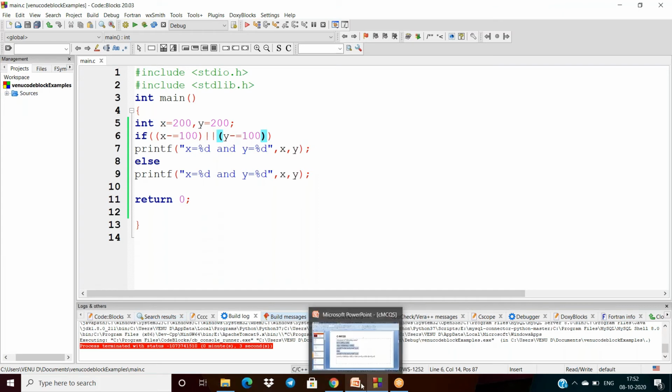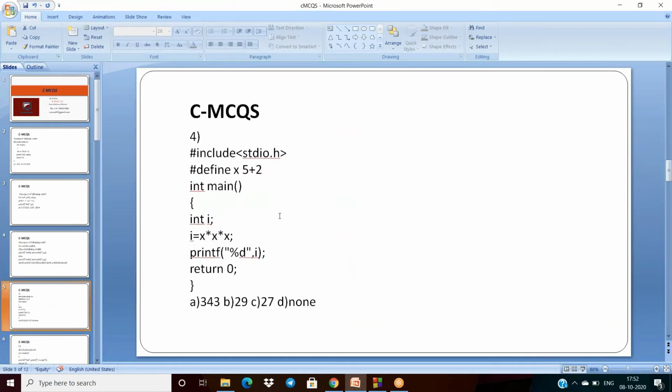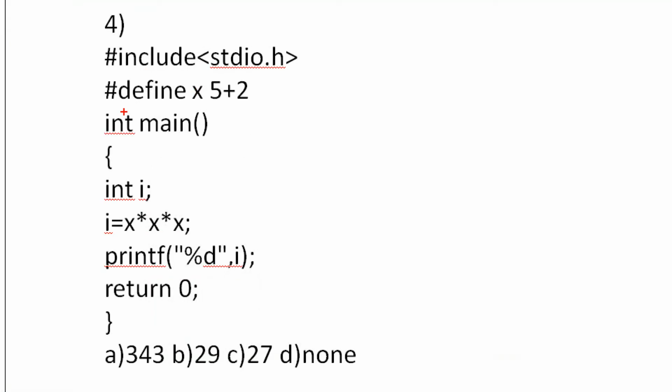Then coming to the next question. The next question is this. So I'm giving define x 5 plus 2. This is called your macro. Macros are the statements which are used to record the constant values here.